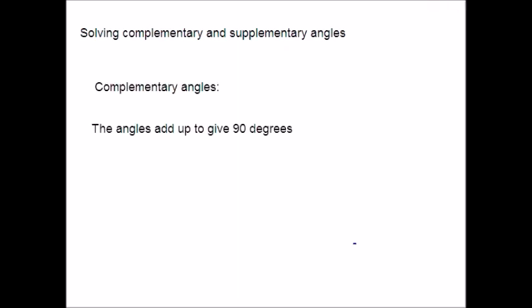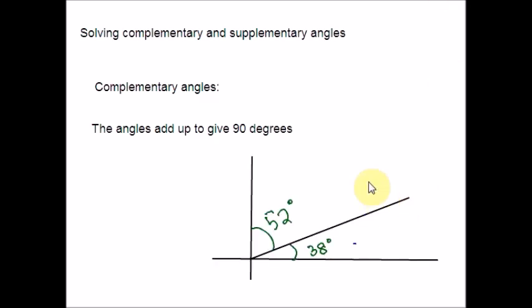Complementary angles are the angles that add up to give 90 degrees as the total. This would look like, please look at the figure. If you add these two angles 52 and 38, you'll be getting the total 90 degrees. So these two angles are said to be complementary angles. Does this make sense to you?